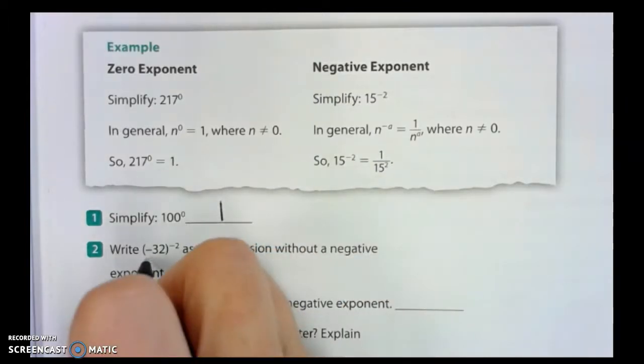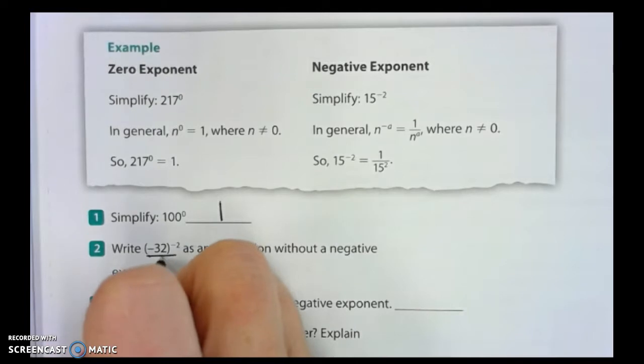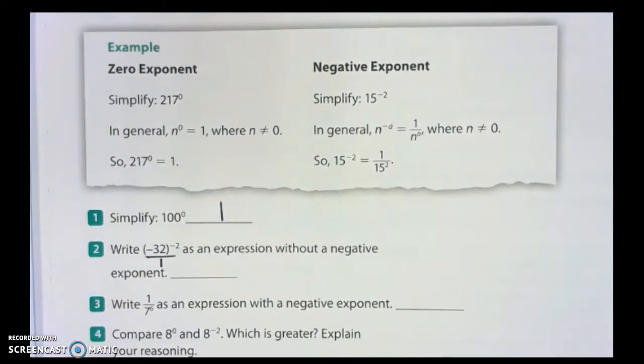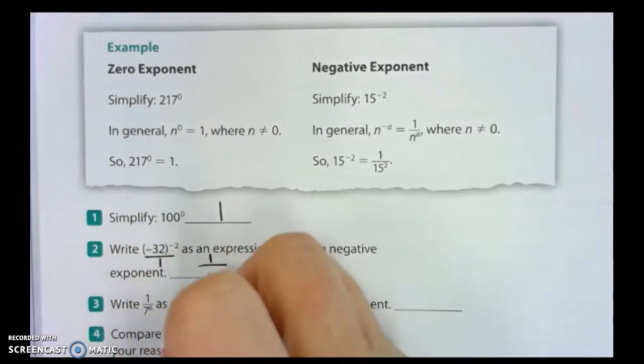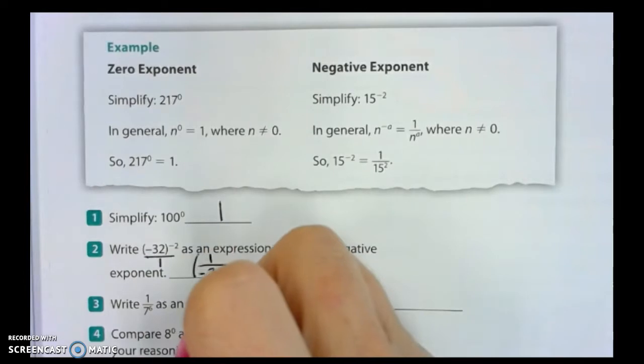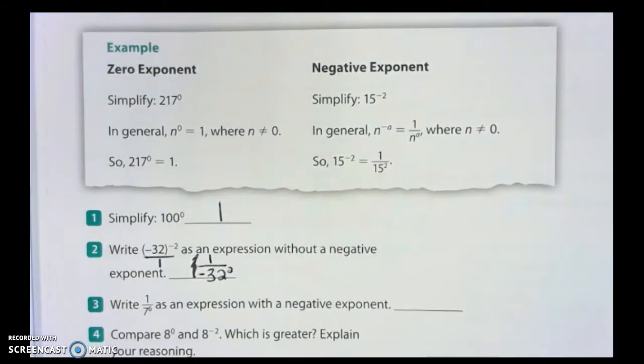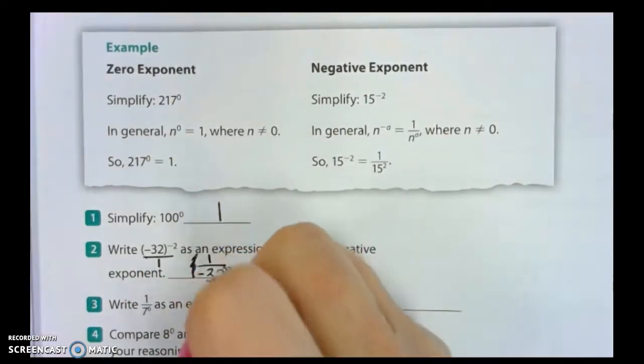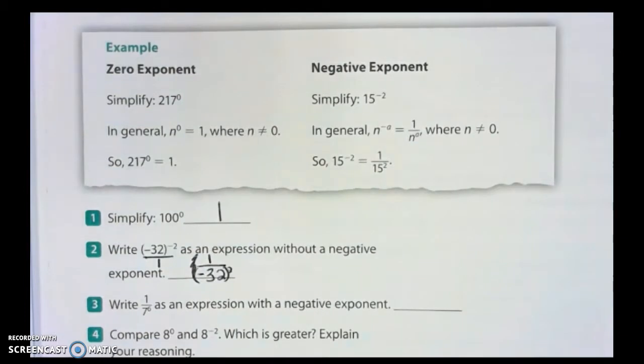The base is negative 32. We make that a fraction. We will flip the reciprocal of the fraction to get 1 over negative 32 to the positive 2 exponent. There's where my parentheses went. Is it alright if we just put 32 squared?